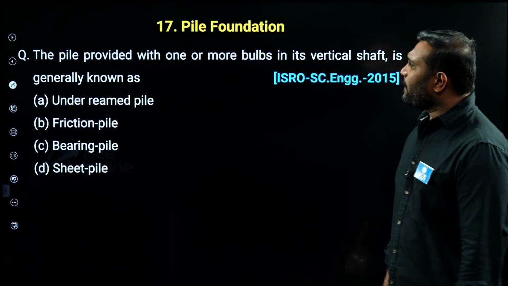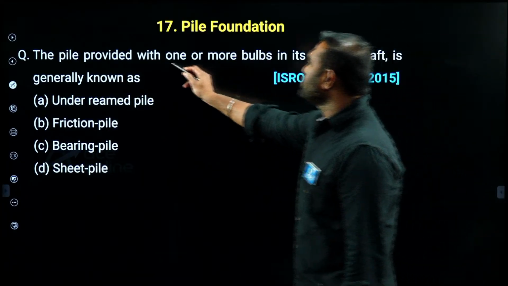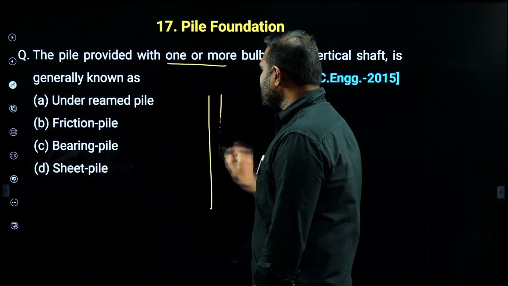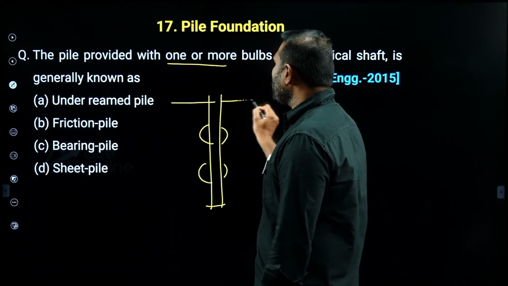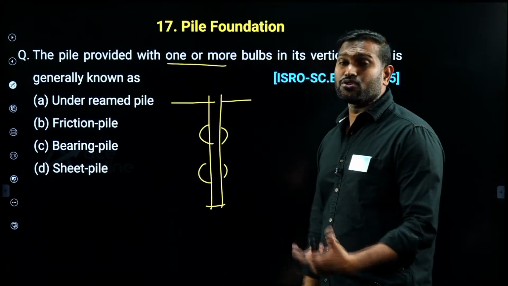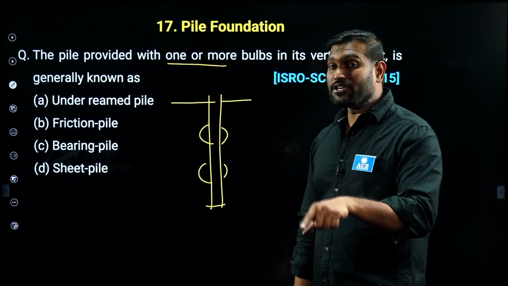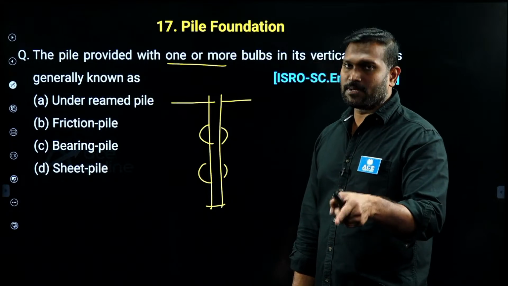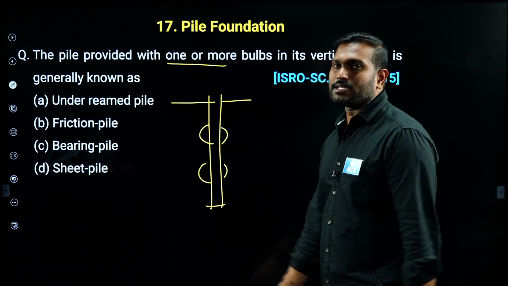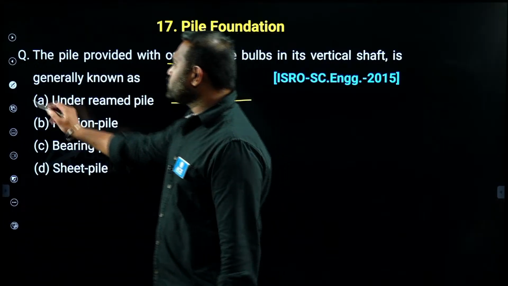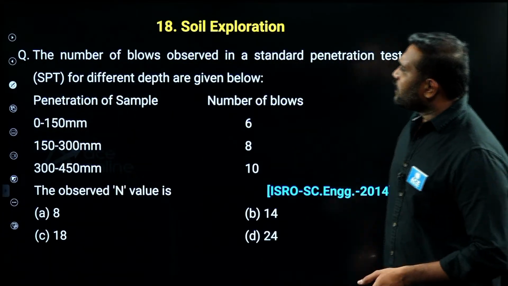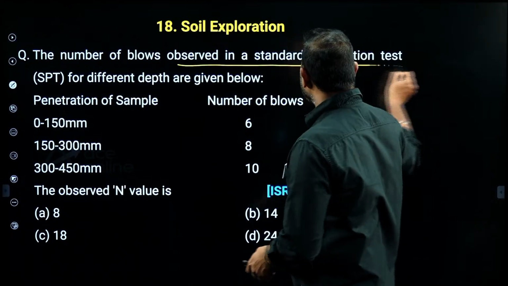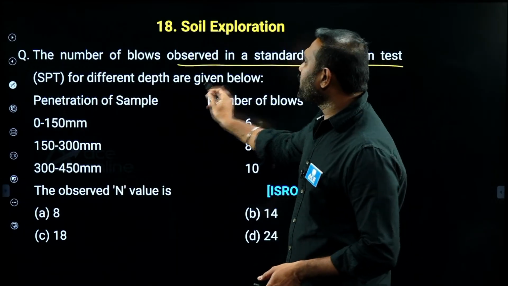Next, the pile provided with 1 or more bulbs. You see, in the case of the vertical pile, if you provide the bulbs, these bulbs are going to provide anchorage to swelling and shrinkage. So swelling and shrinkage is more in the case of expansive soils. And these bulbs we call it an under-reamed pile. So those piles we call it an under-reamed pile. That's option A.